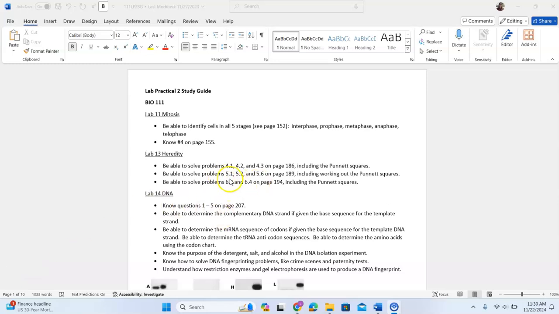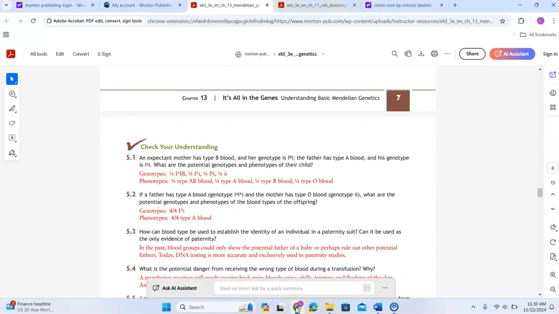Now we are going to go over 5.1, 5.2, and 5.6 on page 189, and then 6.3 and 6.4 are on X-linked disorders on page 194. So starting with 5.1, the mother is I^B little i, the father is I^A little i.